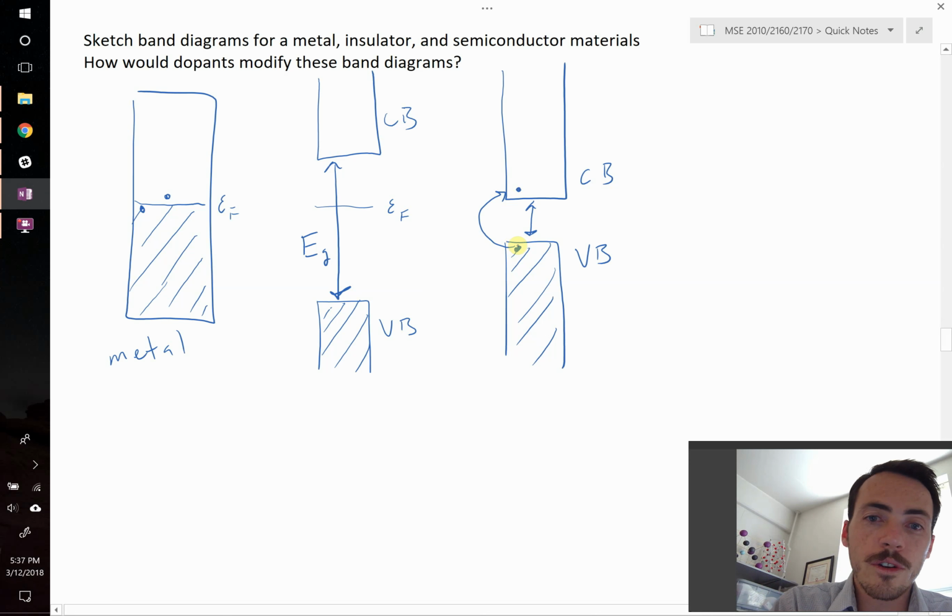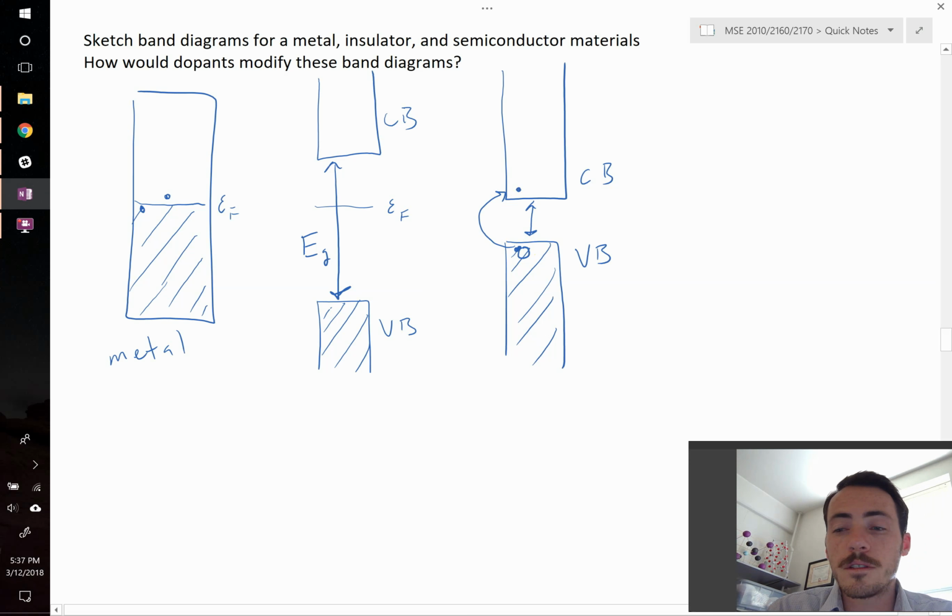And moreover, it creates what we call a hole in the valence band, which is essentially a spot where an electron can hop. So nearby electrons can jump into the hole, thereby creating a hole where they used to be. So you can get conduction both in the conduction band and the valence band. So when we dope these things, how do we modify them? Let's just look at the semiconductor when we talk about doping. How does it change?